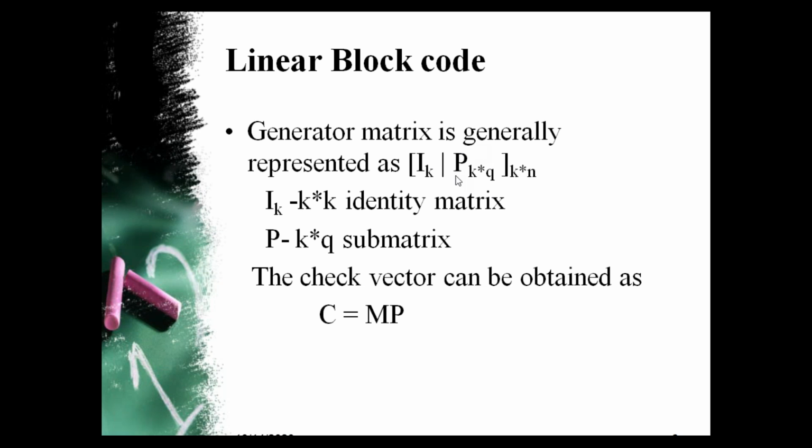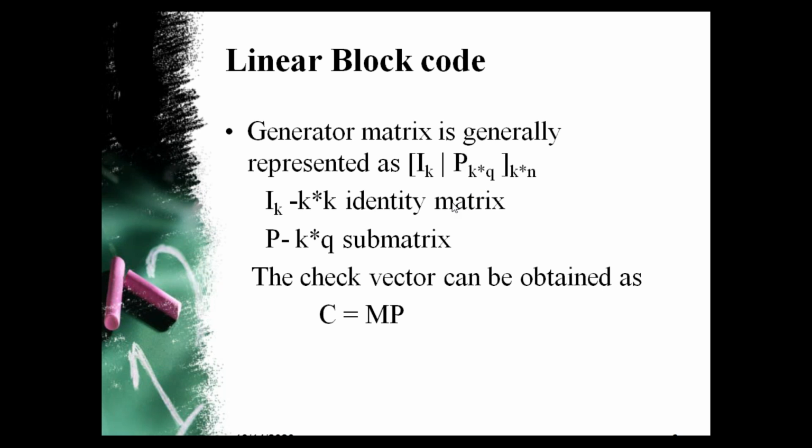Then there is a matrix. If we separate that remaining part, other than that identity matrix, its order will be k by q. That is, if it is 7-3, then we can say 3 by 4 will be the order of that submatrix. It is usually termed the P submatrix. Therefore, it is represented as P, k by q.